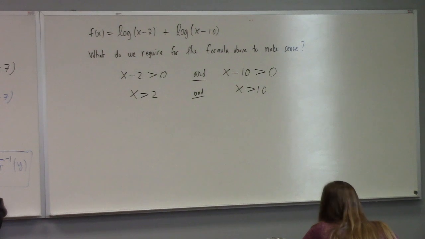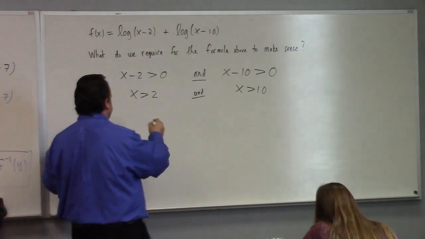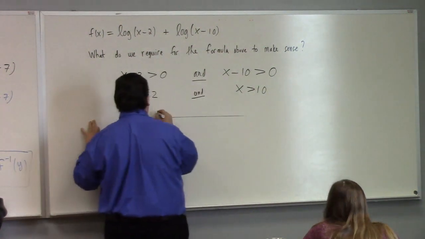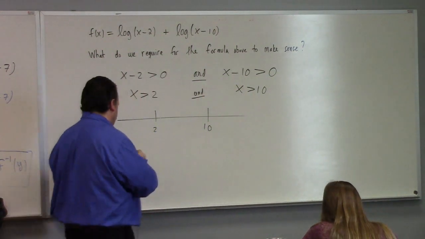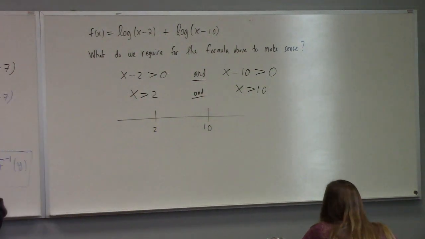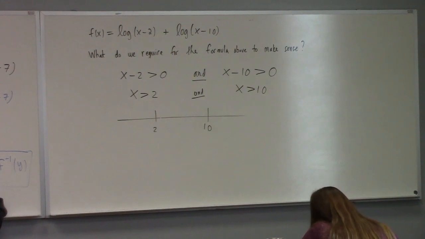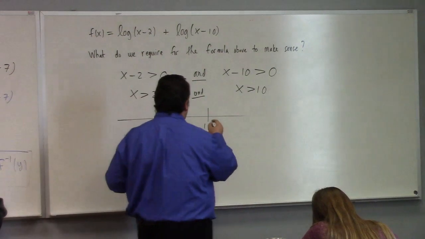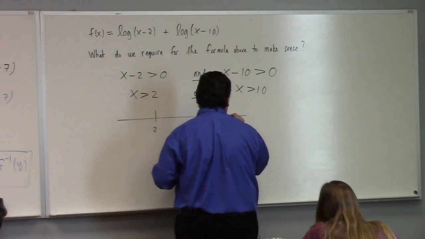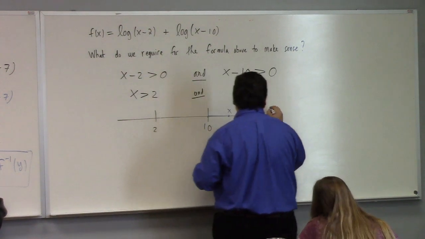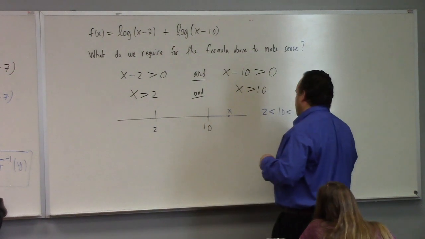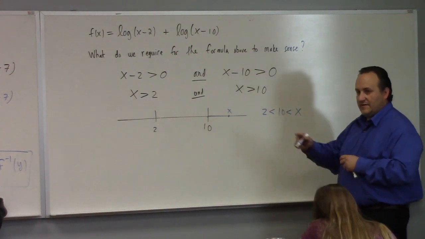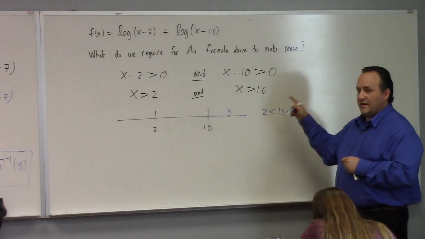So think about this. If you draw a number line, right? Here's 2, here's 10. If you're greater than 10, are you greater than 2? Whatever x you have over here, we automatically have 2 is less than 10 is less than x. So that says for this problem, the domain is what?